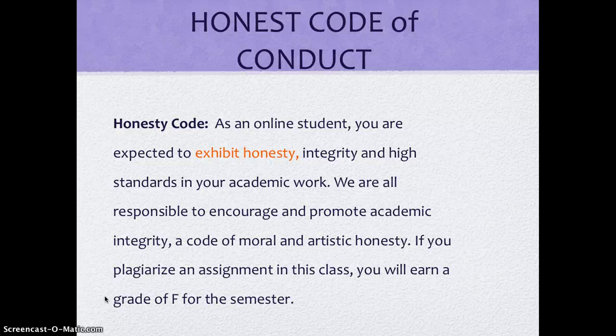I have an honesty code of conduct. It is important to me. Please read that. Please know that I expect honesty. I expect you to cite the information that you get from other places. And we will be going over plagiarism when we start doing research. But please know that plagiarism is not allowed in this class, not allowed in any class, and that you will fail if I do find it.